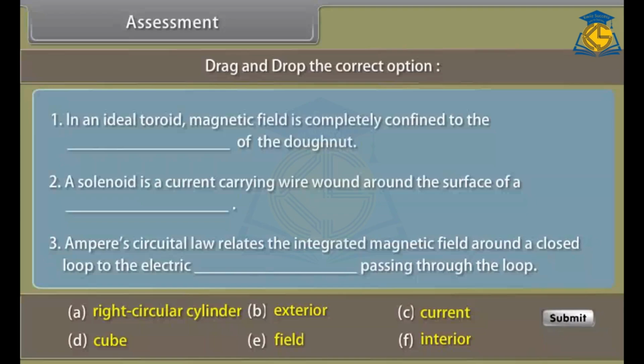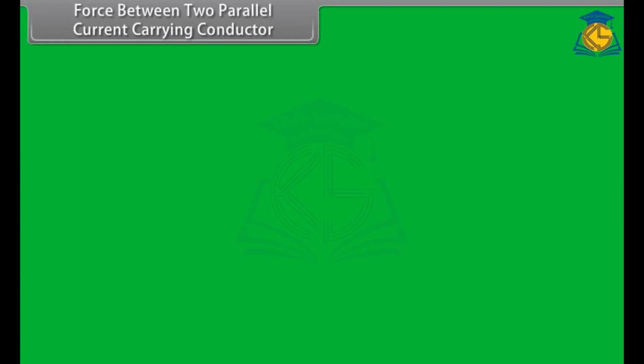Assessment. Before proceeding further, let us know how much you have learnt. Drag and drop the correct option. Force between two parallel current-carrying conductors.